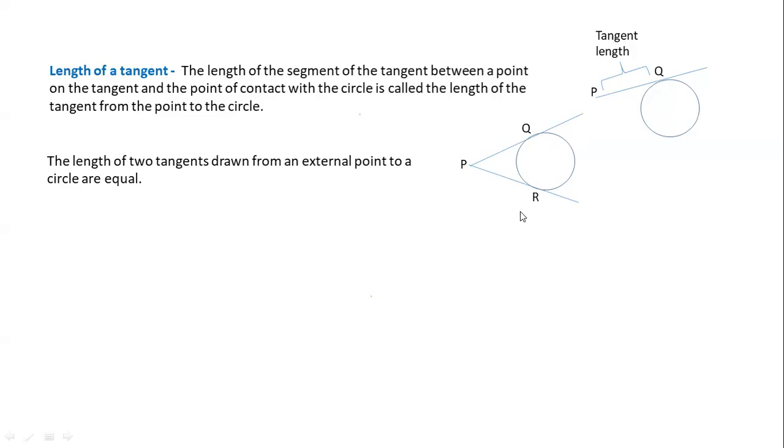Let this be R. So this is the tangent length from the external point on this tangent, and this is the tangent length from the external point on this tangent. So these two tangent lengths will be equal.